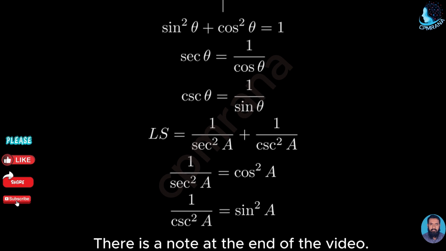And here's where we can use the fundamental Pythagorean identity. Sine squared plus cosine squared equals 1. Therefore, our left side equals 1, which is exactly what we wanted to prove.